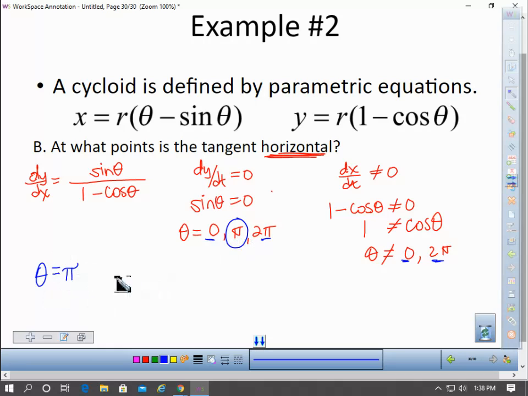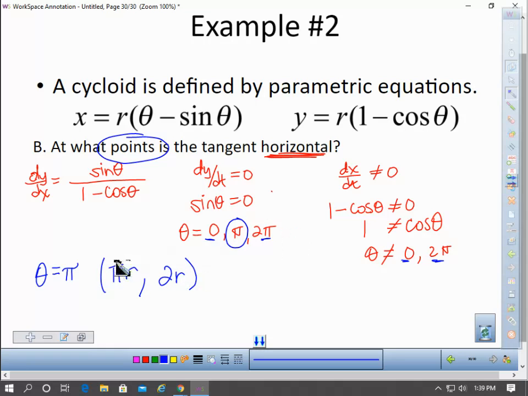So when theta is pi, now we just want to figure out what the points are. In order to figure out my points, I just have to put pi into the equations here. If we put pi into this equation, the sine of pi is 0, and then I'm putting in pi here, so I'm going to have pi times r. And then putting pi into this equation for y, the cosine of pi is -1, so this is going to be 1 minus -1, so that's going to be a 2, which gives me 2r.